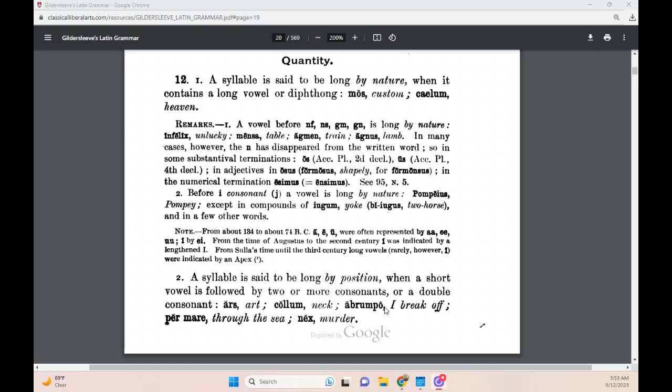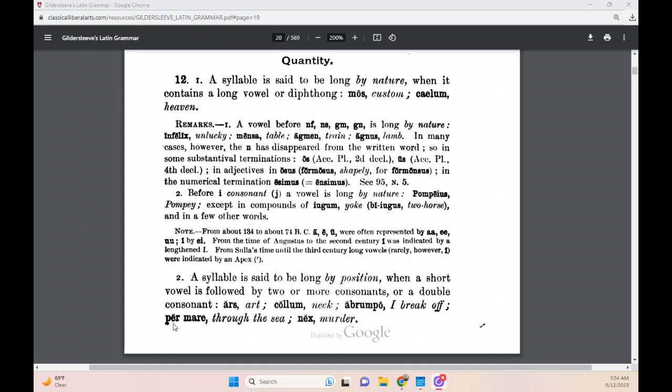Here we've got 2 examples. We've got a short a followed by 2 consonants, so this would be considered a long syllable. Here we've got another vowel followed by 2 consonants, so we know that this will be considered a long syllable by position. All right, now here's an important example to look at because we see that this is also true for 2 words. So when 2 syllables are in separate words, this rule still applies. So here we have the preposition per followed by mare, per mare, which means through the sea.